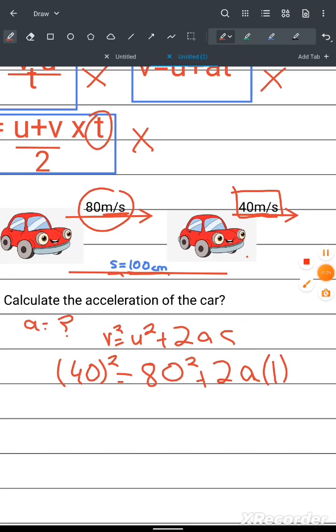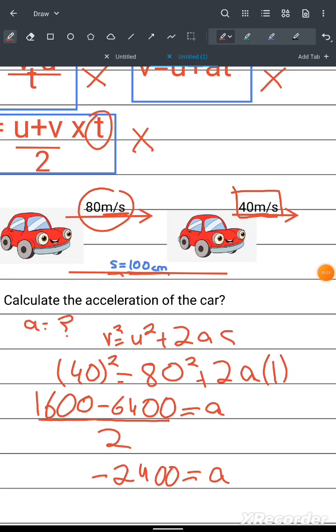Now let's further solve this. We'll get a as minus 2400. Now we know this is right because, as we can see, the car has a larger speed, which is decreasing to 40 meters per second, right? From 80 to 40 the speed is decreasing. That means that the car is decelerating. But the question is asking for acceleration. So what we do is we just add this negative sign over here, which denotes negative acceleration, which is also deceleration.